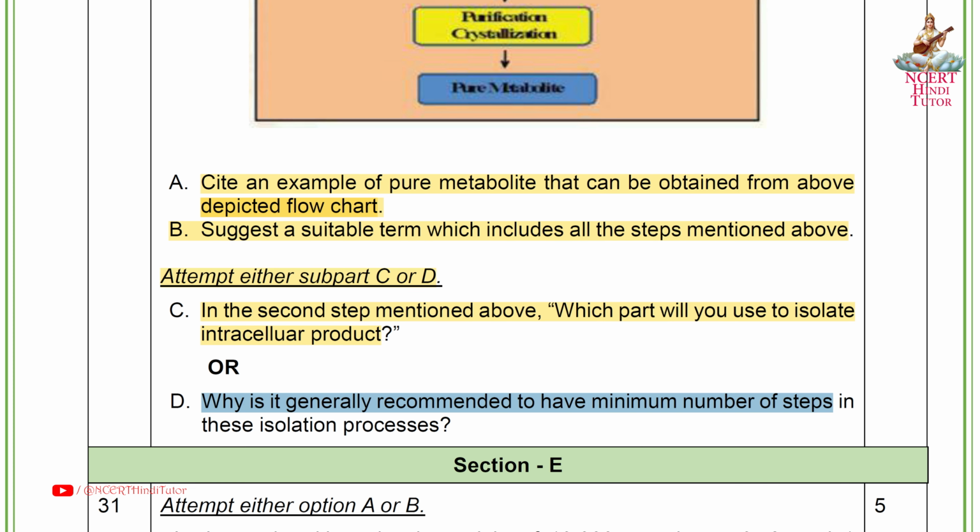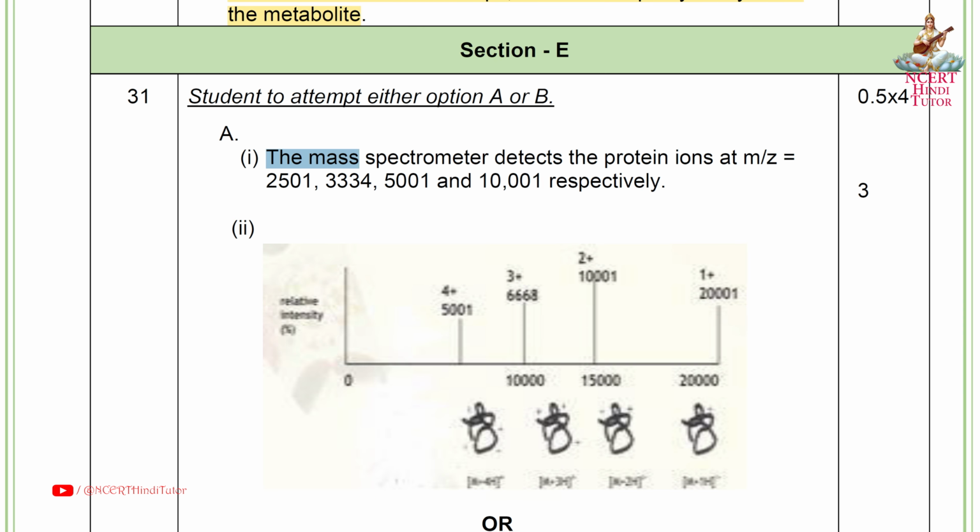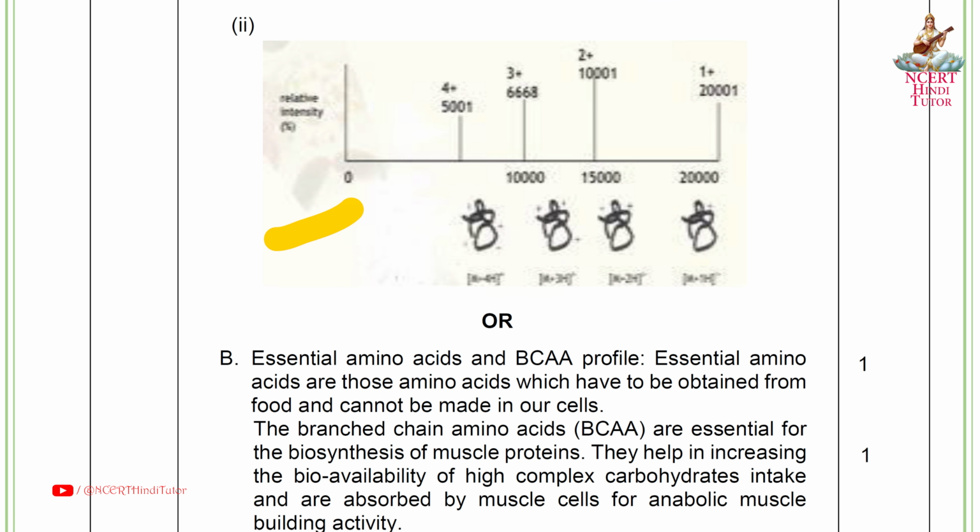Section E. Question 31. Attempt either option A or B. A. A protein with molecular weight of 10,000 contains 4, 3, 2 and 1 charge. Calculate the m/z ratio of protein ions at which mass spectrometer detects them. Draw the mass spectrum corresponding to the above mentioned ions. Answer. First, the mass spectrometer detects the protein ions at m/z 2501, 3334, 5001 and 10001 respectively. Friends, this is the diagram.